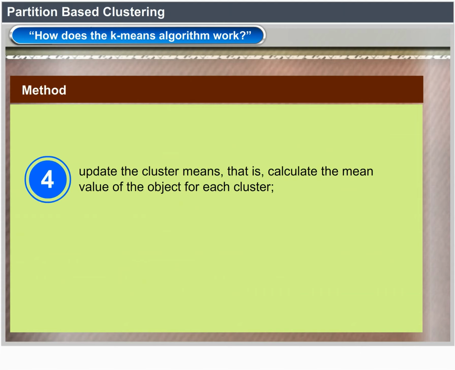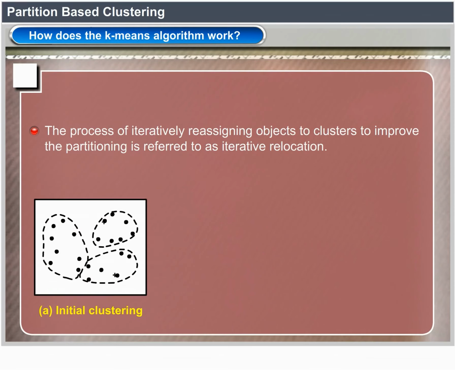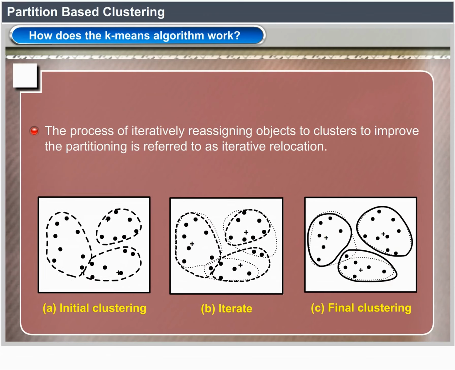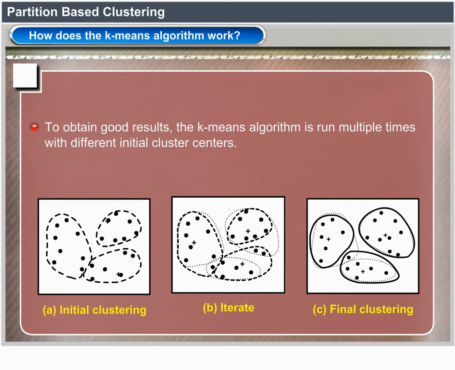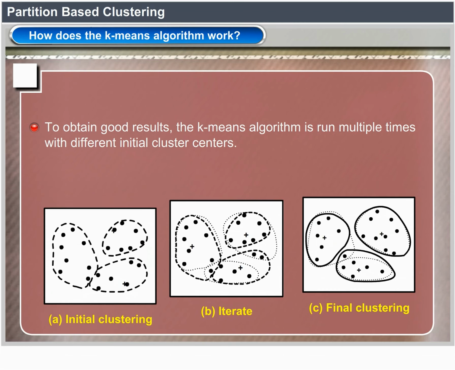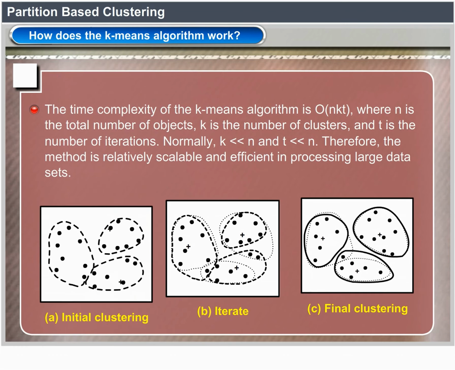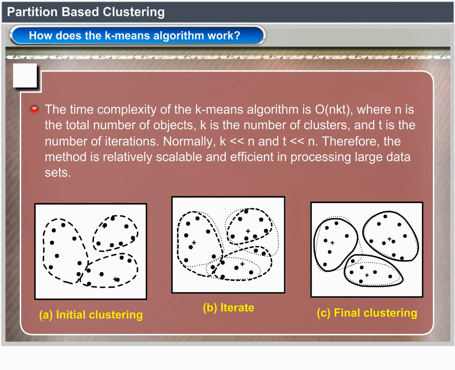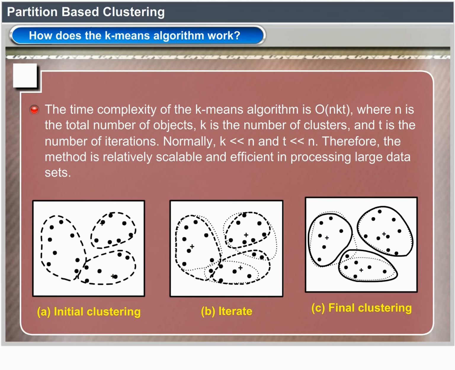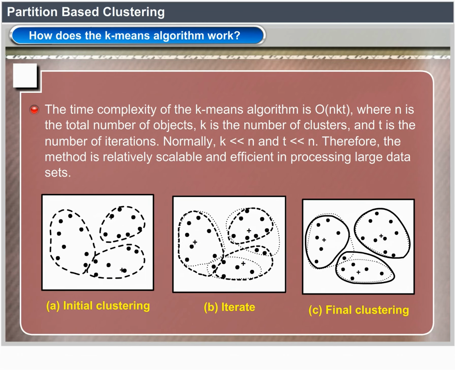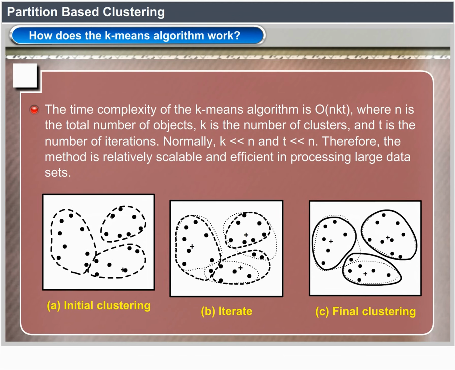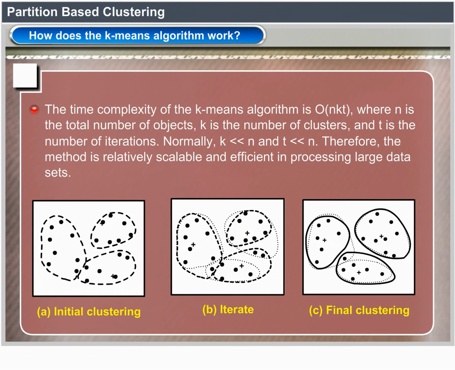The process of iteratively reassigning objects to clusters to improve the partitioning is referred to as iterative relocation. To obtain good results, the k-means algorithm is run multiple times with different initial cluster centers. The time complexity of the k-means algorithm is O(nkt), where n is the total number of objects, k is the number of clusters, and t is the number of iterations. Normally, k is much less than n, and t is much less than n. Therefore, the method is relatively scalable and efficient in processing large datasets.